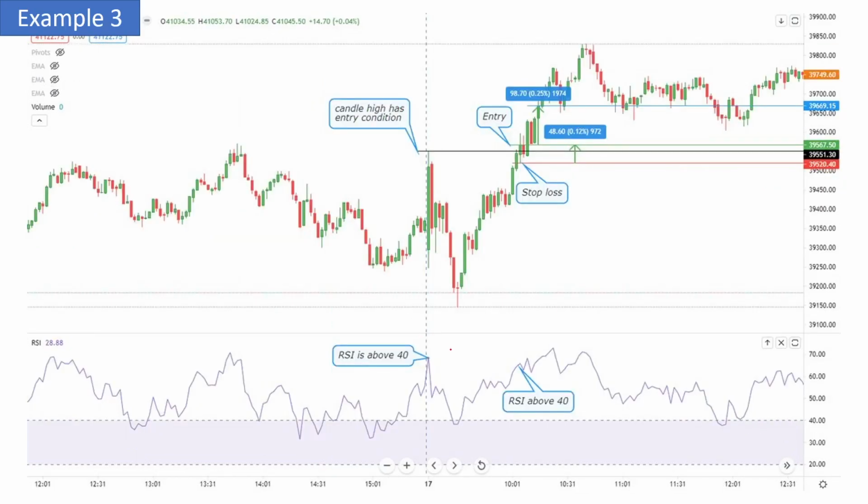Over here again we saw this particular point where RSI became overbought, that is it went above 40, and this was the candle at which RSI became overbought. So we marked the high of this particular candle, right? And we saw the high of this candle breached at this particular candle. So the closing of this candle over here was the entry point. So we took an entry over here, which you can see is 39,567, and we placed the low of that particular candle as the stop loss.